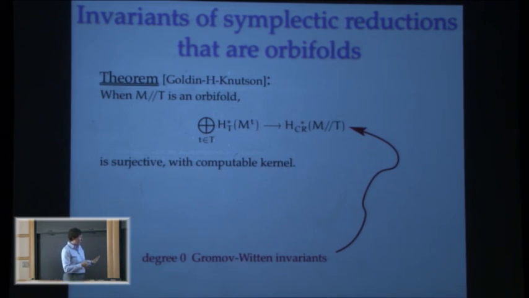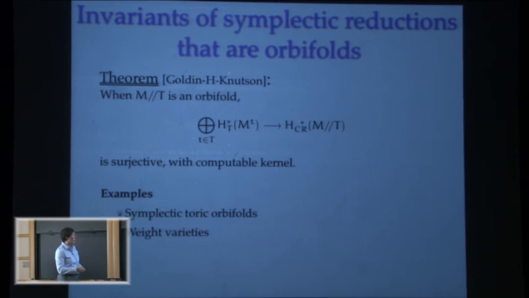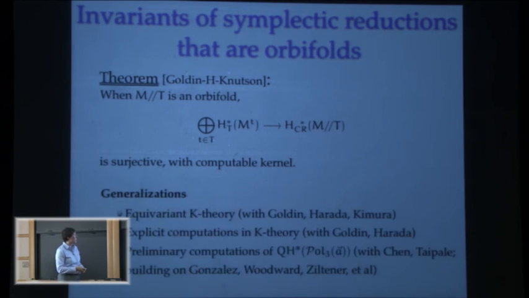This is maybe not something that's effectively computable, but it turns out that there's always a finite subgroup of T that you can use rather than using the whole torus. So this isn't as bad as it looks. And the kernel is very computable, exactly as it was for Tolman, Weitsman, and Goldin. Everything in terms of localization, this becomes a very simple calculation. And it applies to symplectic toric orbifolds. It applies to weight varieties.